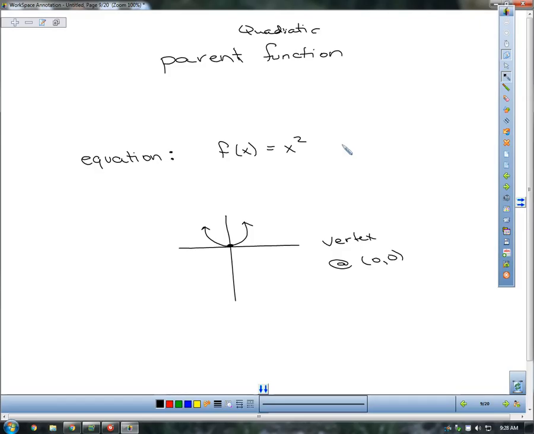So the first thing we need to know is the quadratic parent function. The equation is x squared, and it's the parabola that has a vertex at (0, 0). Okay? This is a very important thing to know when we're doing transformations, because this is what we're actually moving around. We're always starting here, moving somewhere else.